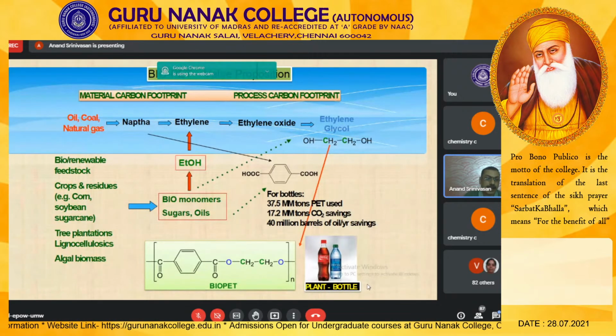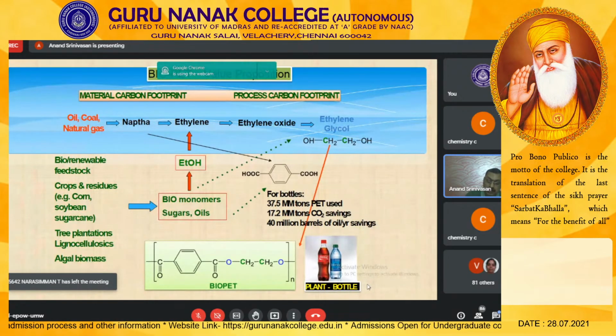Instead of that, I can use crops as a raw material. I can get biomonomers, ethanol, then ethylene. Then you can get ethylene glycol as well. Similarly, you can also get the acid from the same strategy. So you try to get the corresponding polyethylene terephthalate. So you'll get bio-PET. In fact, many companies have now started using these products.